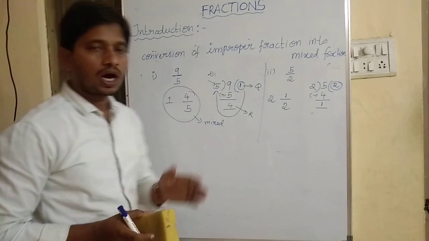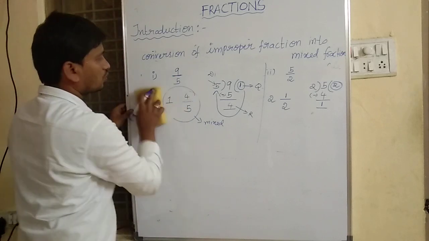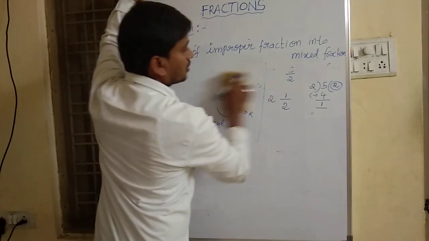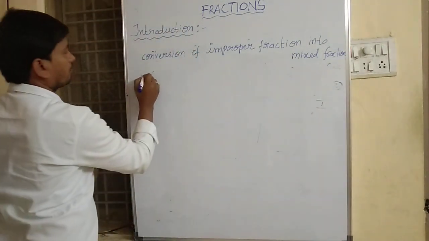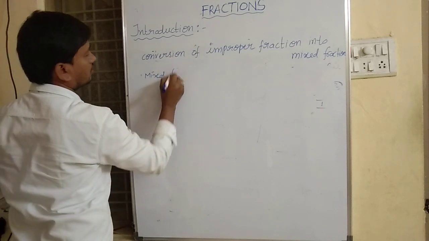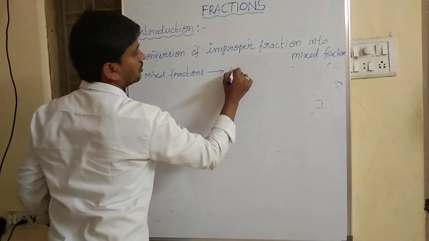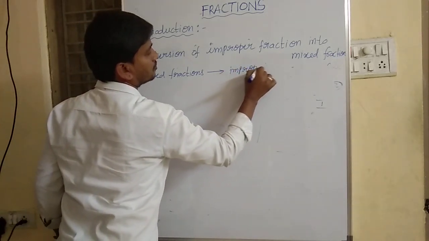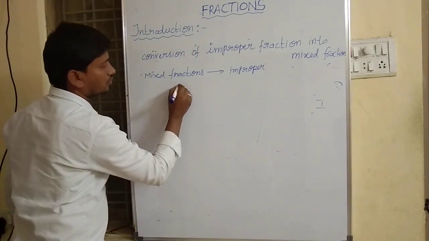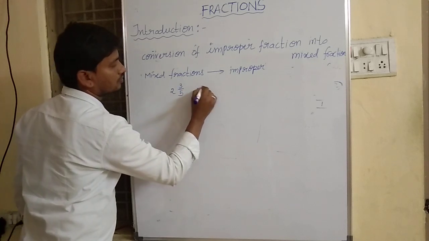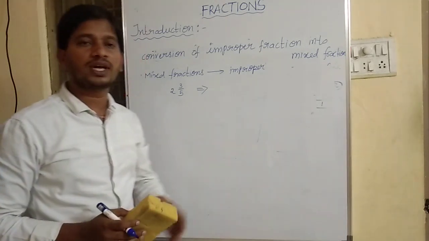Now the question is how to convert mixed fraction into improper fraction. For example, our mixed fraction is 2 3 by 5. How to convert this mixed fraction into improper fraction?